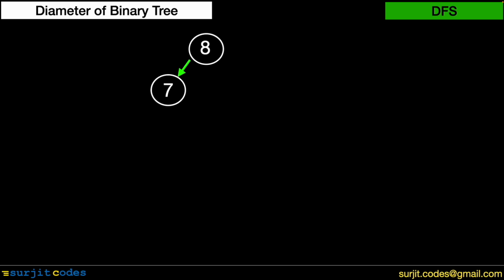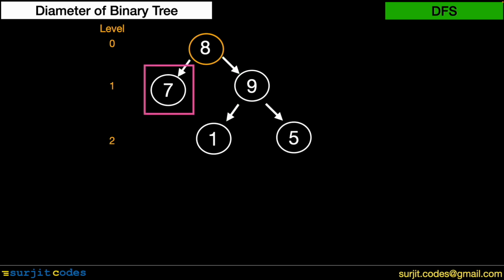Diameter of this tree is 0, while for this tree diameter is 1, and for this tree it is 2, because the longest node to node distance is 2. From the root node, both the left and the right branches of the tree each contribute 1 to the diameter. Now consider this tree. Length of the left branch is 1 and that of the right branch is 2. So the diameter of this tree is 3. It means that from node 7 to node 1 there are 3 edges.